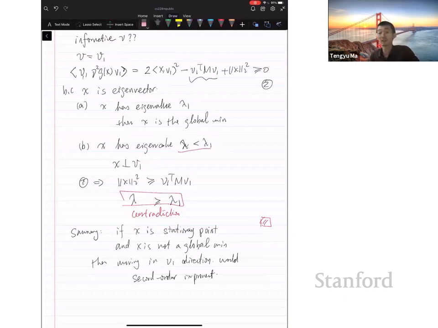And that's why it's not a local minimum, right? Because if you are at a local minimum, moving in the V1 direction shouldn't give you any second order improvement either, right? So that's basically the gist of the analysis.